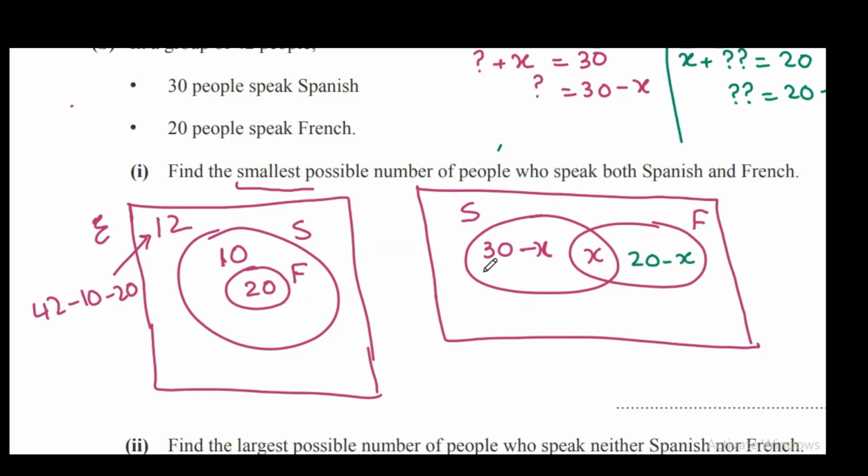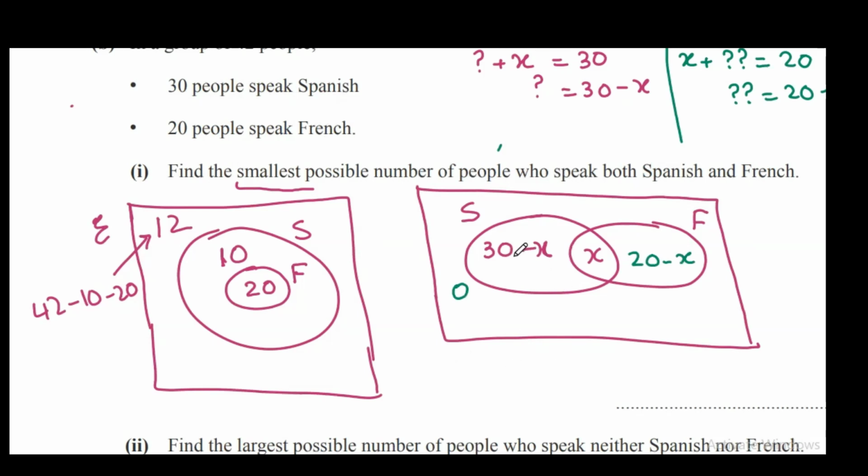Now, in this question, all people speak French and Spanish. So we have to write 0 here because no one is in this region of the diagram.